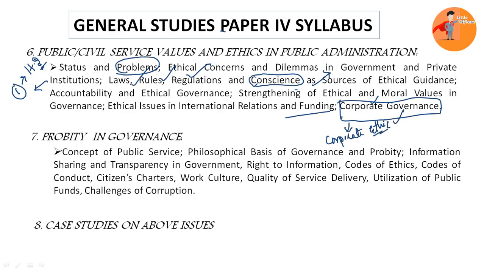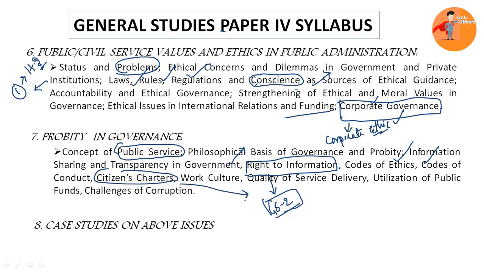Then finally the last topic, which is probity in governance, under which we'll understand the meaning of public service and the philosophical basis of governance and probity, then information sharing and transparency in government. Here we'll be looking at the right to information, so we'll link it with GS paper 2, where we have the Right to Information Act. Then what is the meaning of code of ethics and code of conduct, what are the differences between them, and what is the citizen charter? Again, we'll try to link the citizen charter with GS paper 2.